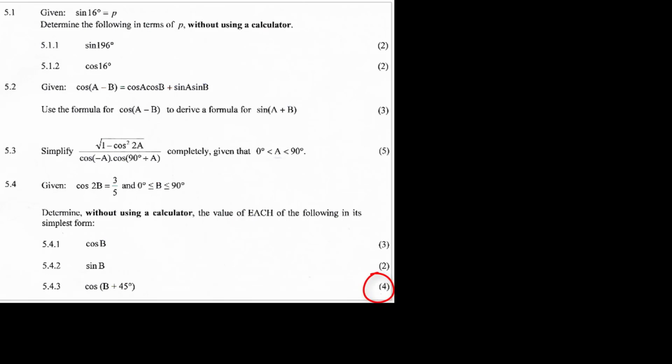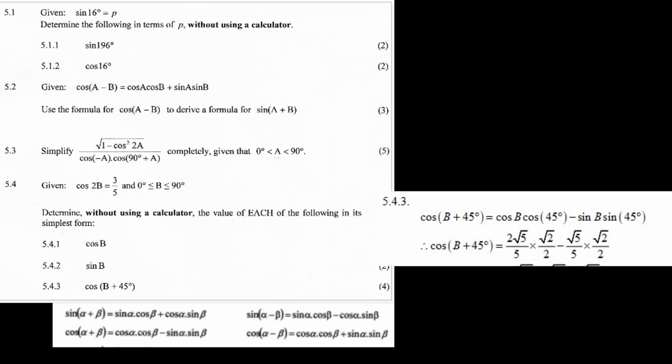Question 5.4.3. For 4 marks, determine cos(b plus 45). From the info sheet, cos(b plus 45) equals cos b cos 45 minus sine b sine 45. And from 5.4.1 we know that cos b is equal to 2 root 5 over 5. And from 5.4.2 we know that sine b equals root 5 over 5.